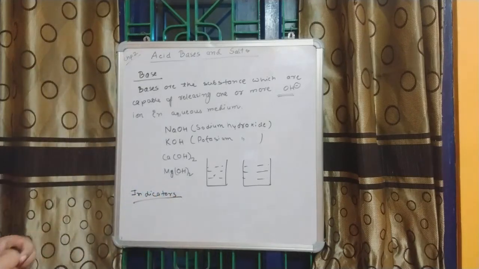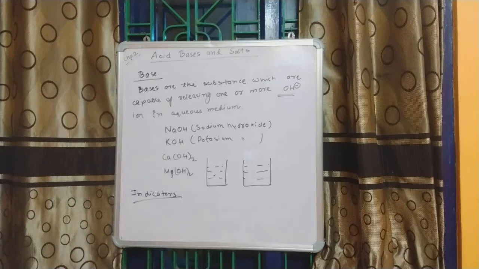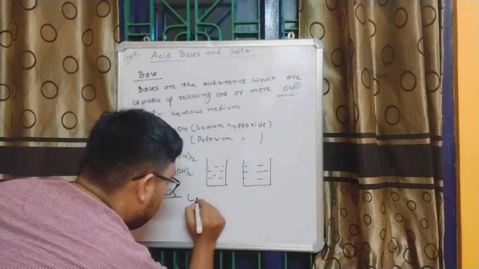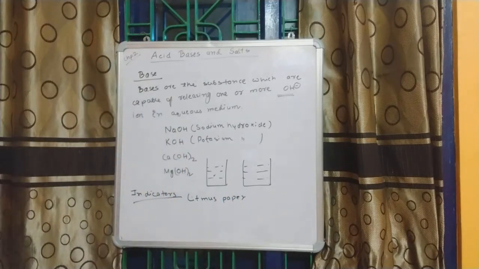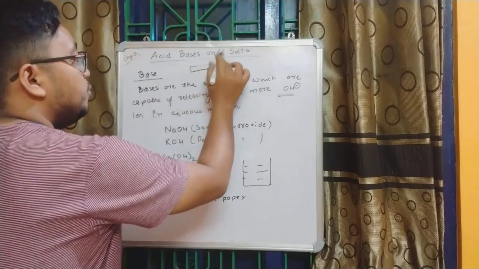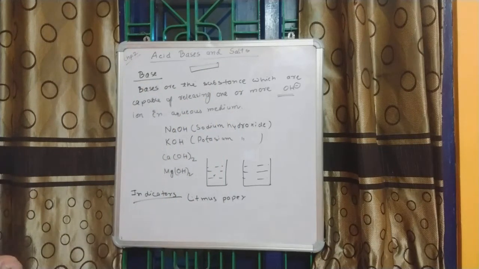So indicators are those substances which help us to determine whether a substance is acidic or basic. When we talk about indicators, the first thing that immediately comes to our mind is litmus paper. L-I-T-M-U-S, litmus paper. I believe all of you have seen litmus paper. They come in strips, which are pink or red in color. In a particular strip there are 10 or 20 papers.